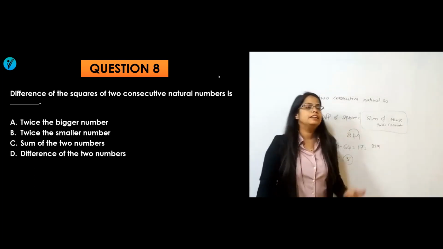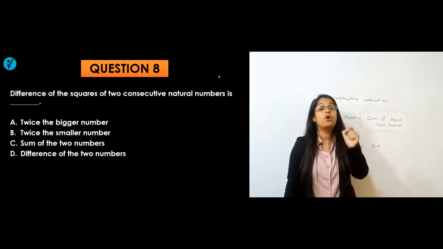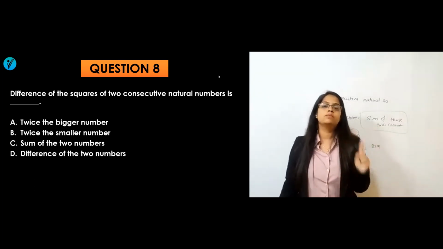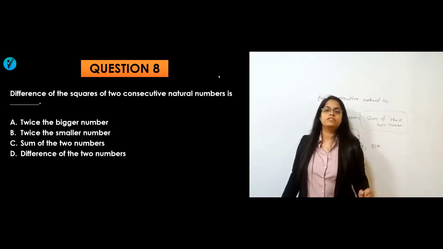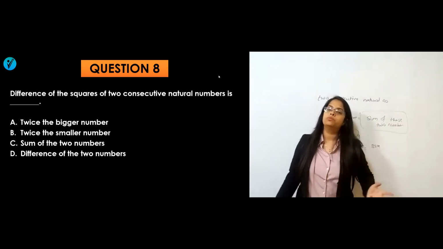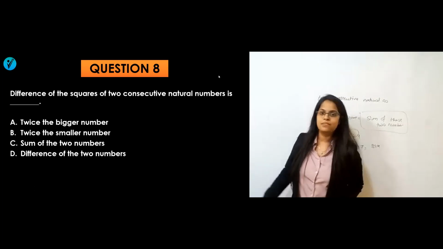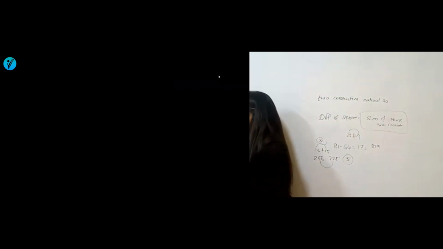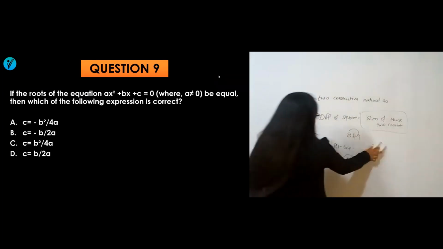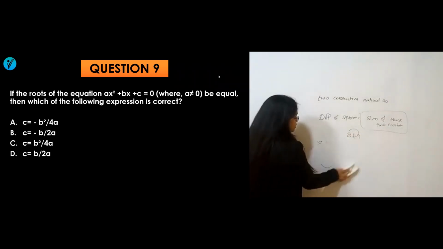Always remember that for the difference of the squares of any two consecutive natural numbers, those numbers should be consecutive. Their difference will always equal the sum of those two numbers. Easier one. Option number C. Now let's go for the next question. Question number 9 is here.